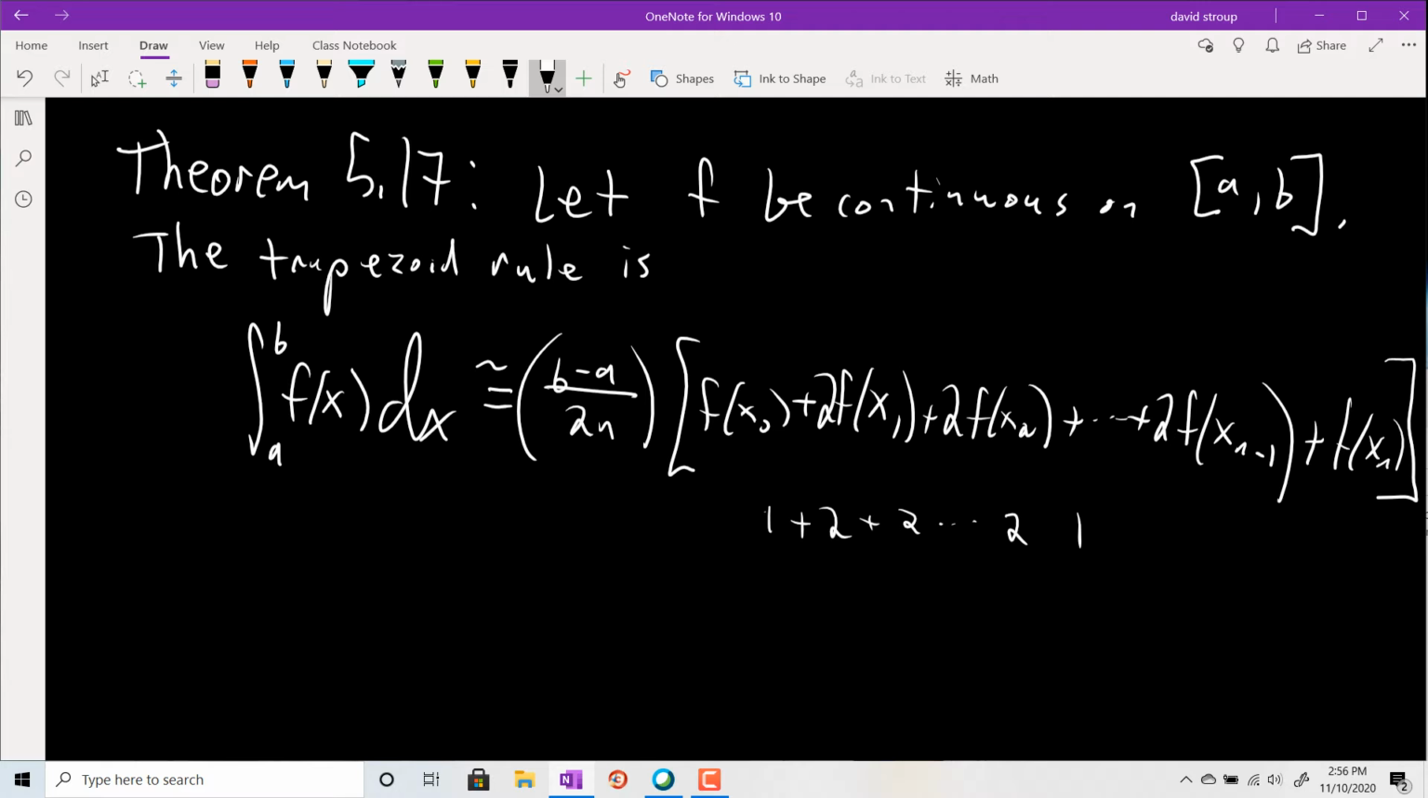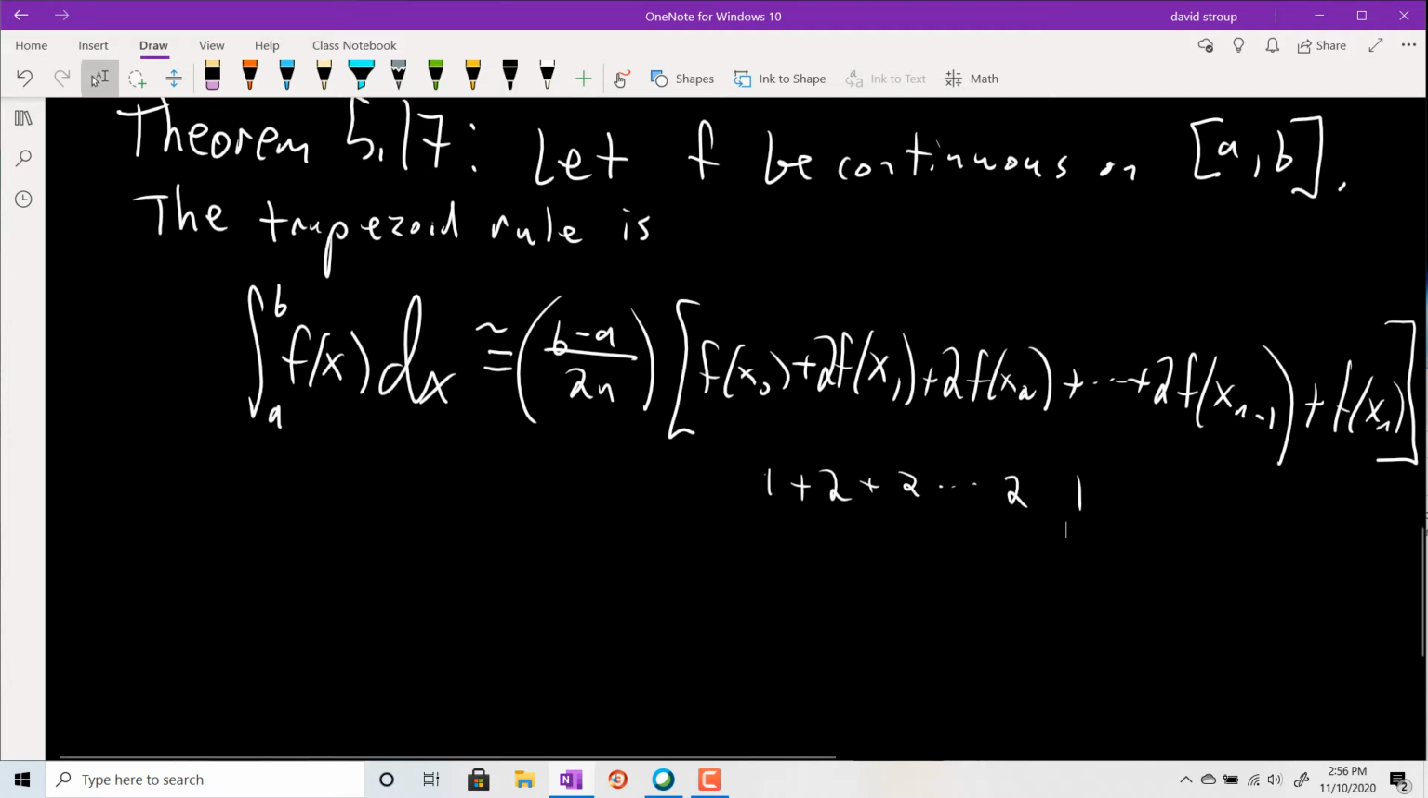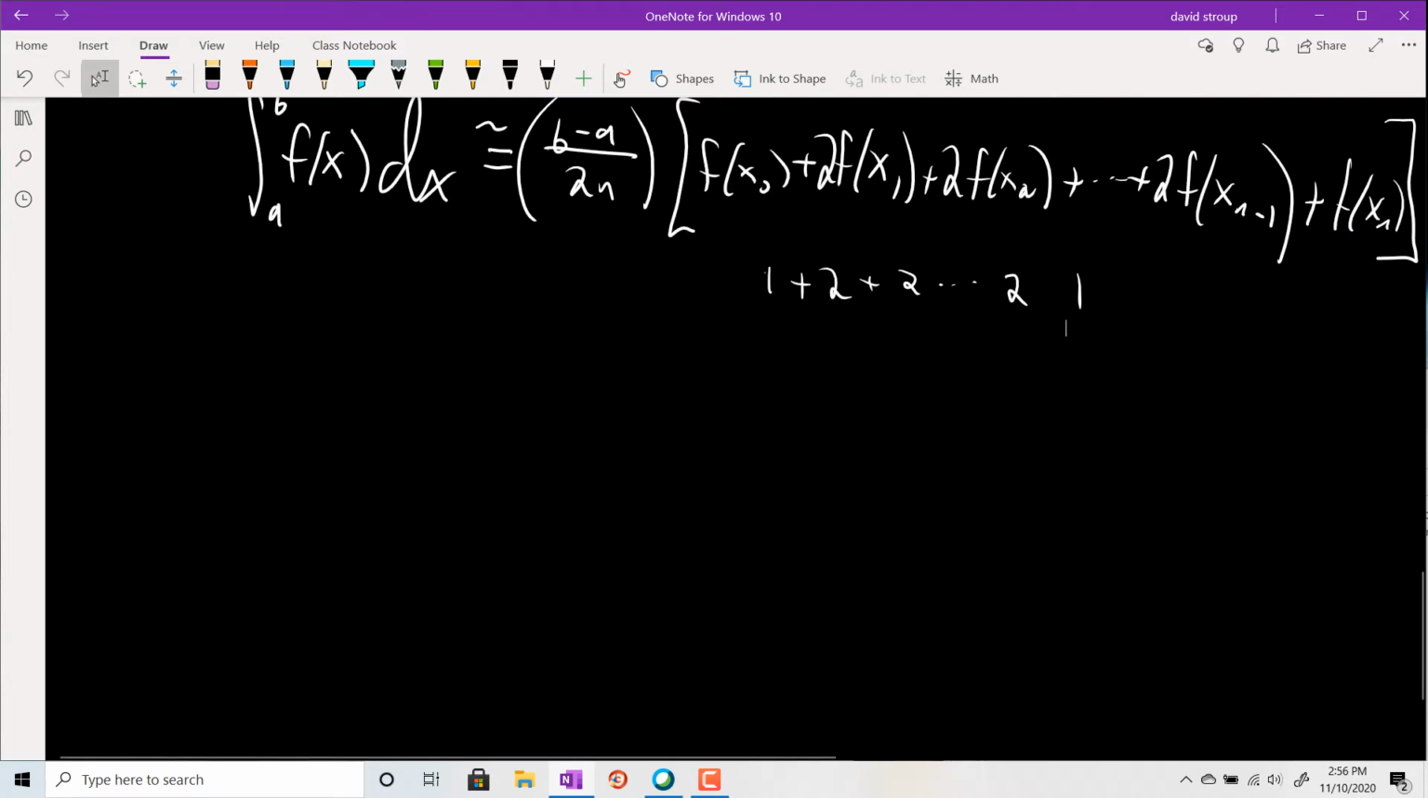And then out in front, it'll be (b minus a) over 3n. Sometimes you have formulas you've got to memorize, and you've got to figure out ways to memorize them, because there are billions of formulas floating about. You just have to do brute force. Anyways, let's look at an example.